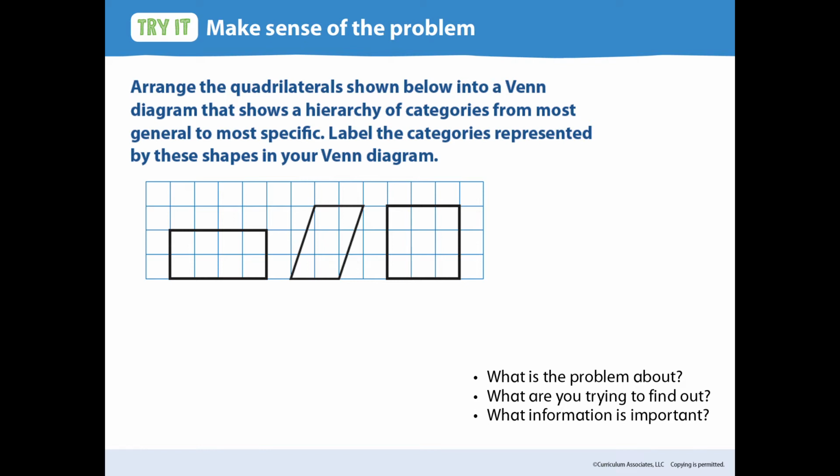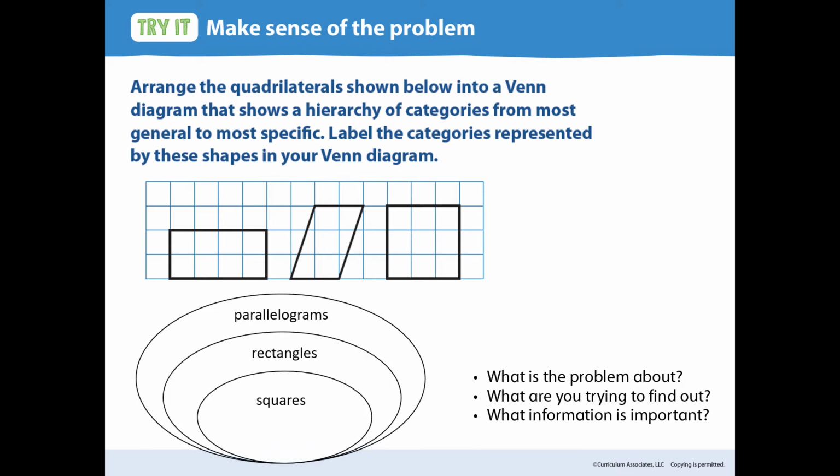So my Venn diagram looks like this. Parallelograms are the most general category, so those go on the outside. Second is rectangles. All rectangles are parallelograms, so that fits inside parallelograms. And the third category, the most specific one, is squares. All squares are rectangles and parallelograms, so that one would go in the very center.